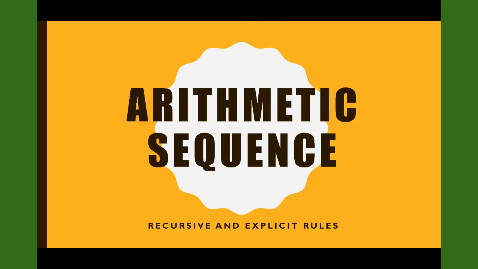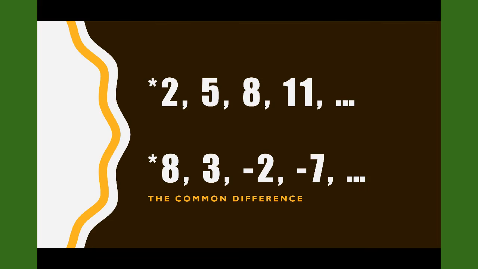Good morning, class. Today's lesson is on arithmetic sequences, specifically how to write recursive and explicit rules. We've learned previously that these two sequences are arithmetic sequences. By sequences, we just mean a specific order of numbers in this case.